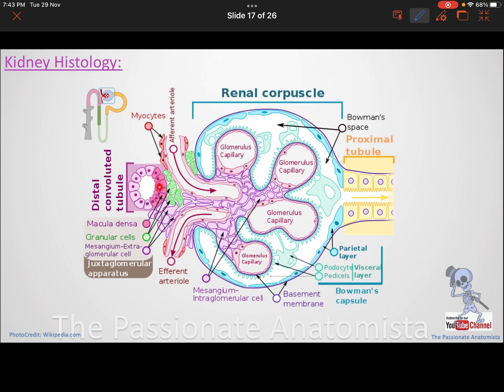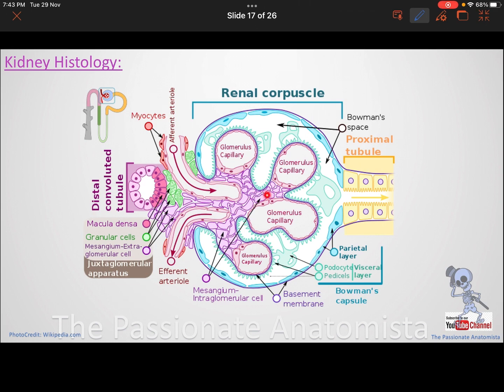So the macula densa can sense the sodium levels in the distal convoluted tubules. These are densely packed cells that are part of the apparatus. And once you sense that, you will activate the juxtaglomerular cells, and that will secrete renin, and you will have the whole story, and then you come back to the tubules to reabsorb sodium.